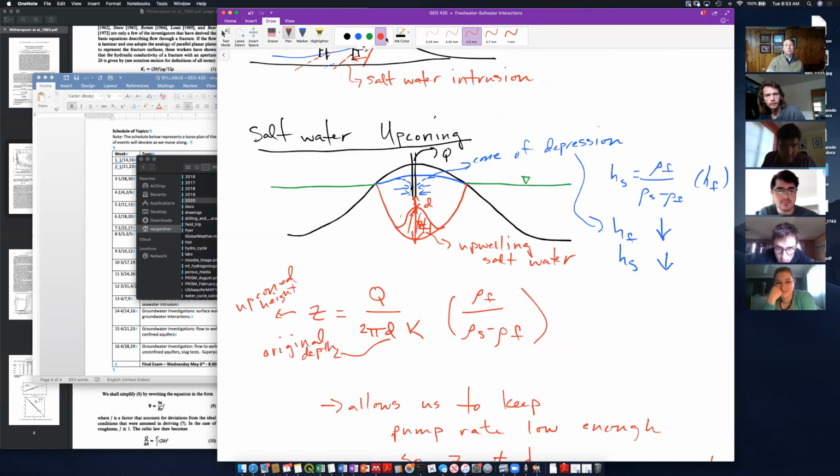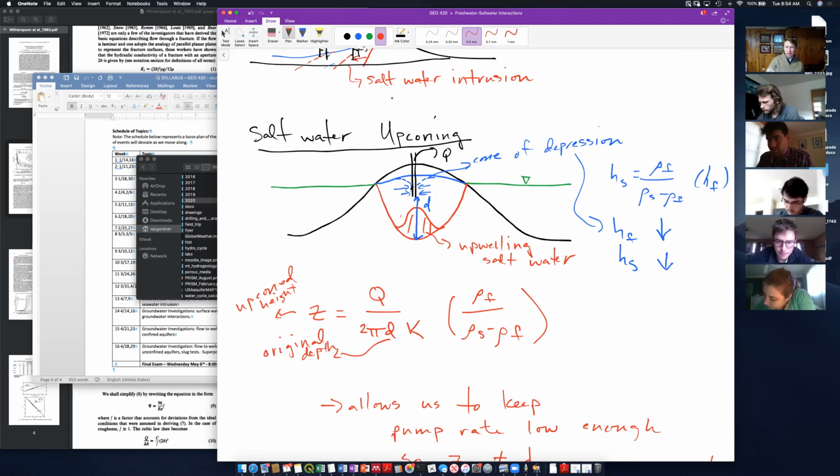I need some new colors. It's a good question, and let me try and clarify. All right, so the original depth to the interface was D, all right? The original height from the interface to the bottom of my well was D.